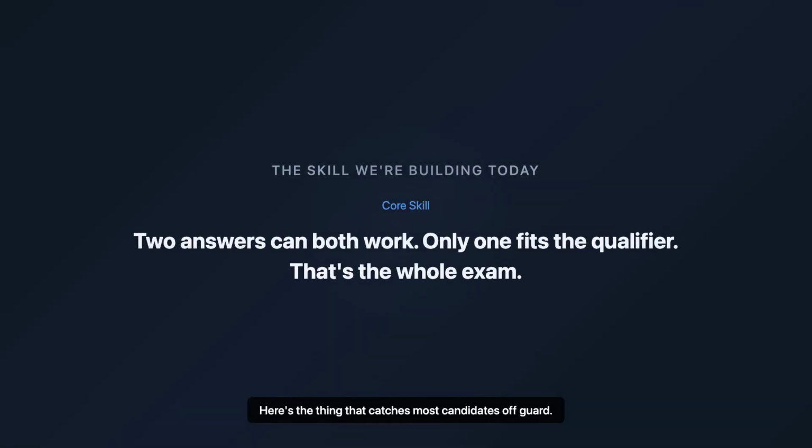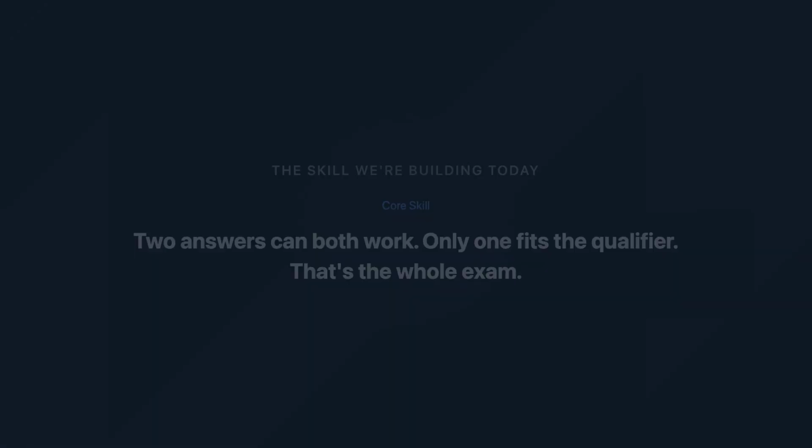Here's the thing that catches most candidates off guard. On a well-written scenario question, 2 of the 4 answers will technically solve the problem. Both will use real Amazon Web services in valid ways. Only one of them fits the specific qualifier in the question stem, and that's the one that scores. The skill we're building today isn't memorization. It's learning to spot which detail in the scenario disqualifies the answer that sounds right but isn't.